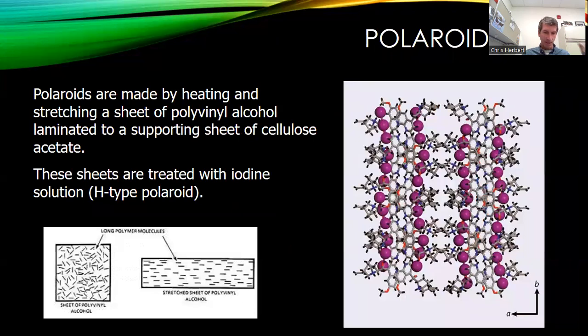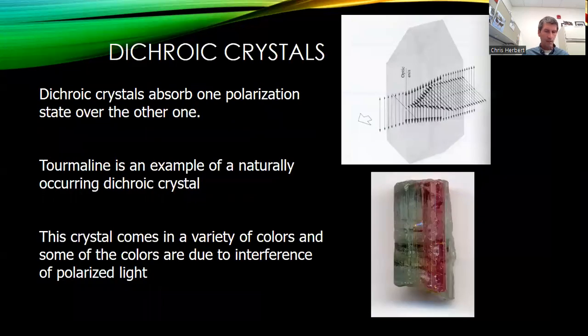So here is a close-up of what some of these polymers might look like. First Polaroid sheet, which was called H-type. I don't know why they used H-type, but it was a sheet of polyvinyl alcohol that was laminated onto cellulose acetate, and this became the basis for the first Polaroid filter. I don't know what they make them out of today.